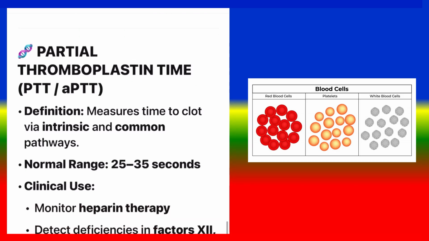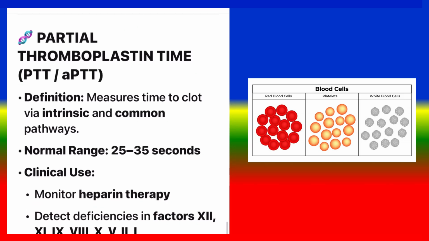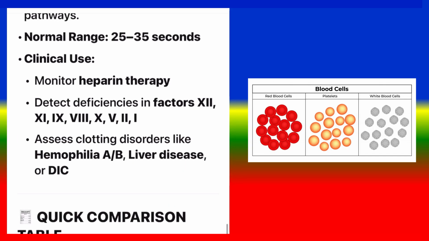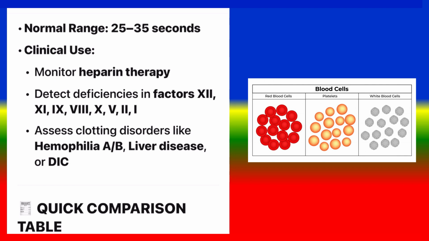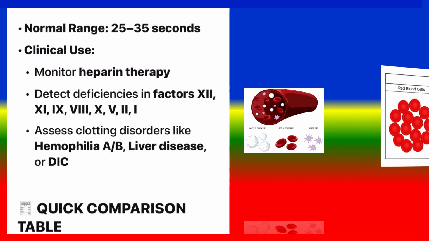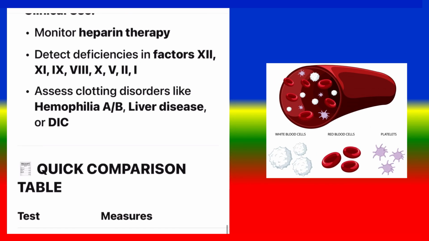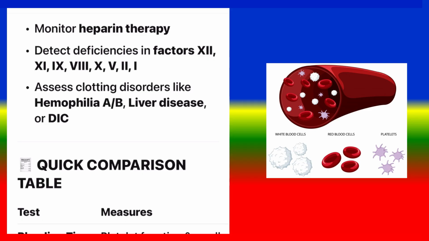Partial thromboplastin time, PTT-APTT. Definition: measures time to clot via intrinsic and common pathways. Normal range, 25 to 35 seconds. Clinical use: monitor heparin therapy, detect deficiencies in factors 12, 11, 9, 8, 10, 5 and 2. Assess clotting disorders like hemophilia A and B, liver disease, or DIC.